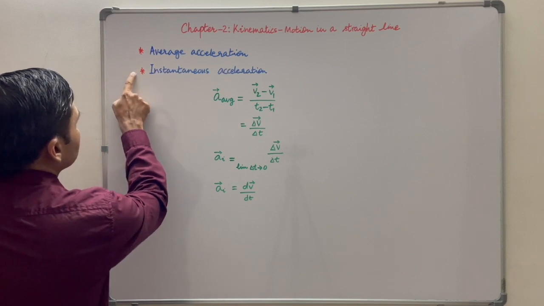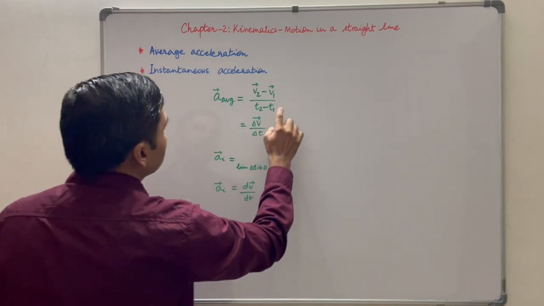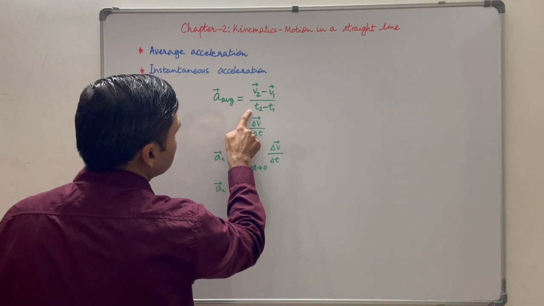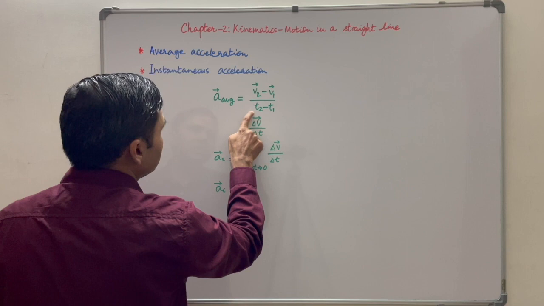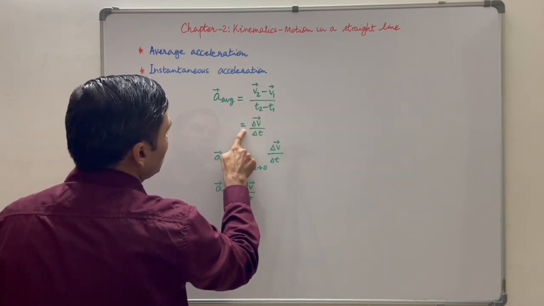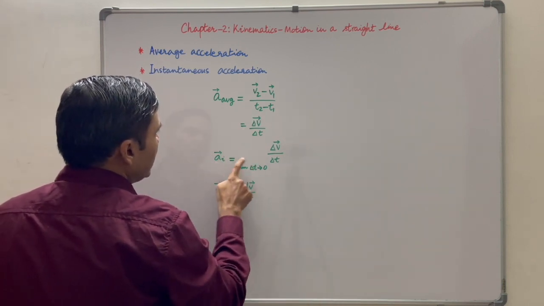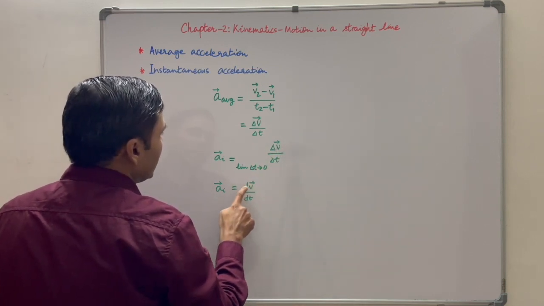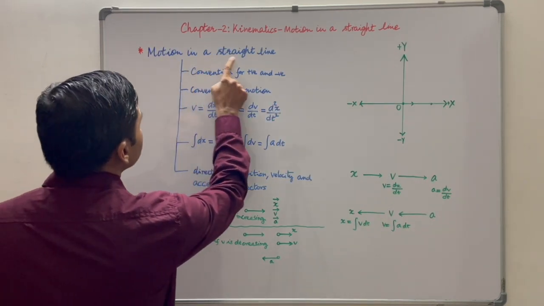Now let us see these terms: average acceleration and instantaneous acceleration. Suppose the particle is having velocity v1 at t is equal to t1 and v2 at t is equal to t2. Then the average acceleration between t1 to t2 is given as v2 minus v1 upon t2 minus t1, and that is equal to delta v upon delta t. Instantaneous acceleration is given by delta v upon delta t when delta t tends to 0, and that is equal to dv upon dt. Now let us see motion in a straight line.